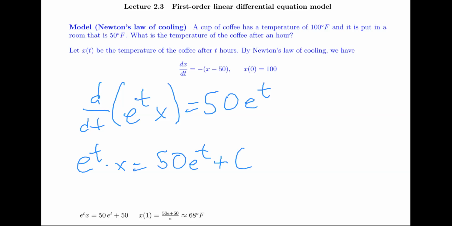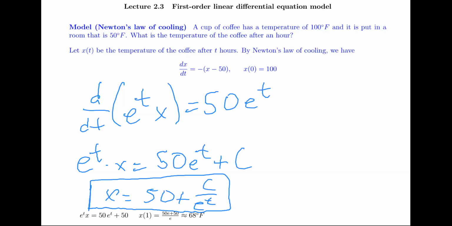So then we solve for x. So this is x is equal to 50 e to the t over e to the t, that's just 50, plus c over e to the t. Okay, so we have x is equal to 50 plus c e to the negative t, and that is our general solution to the equation.